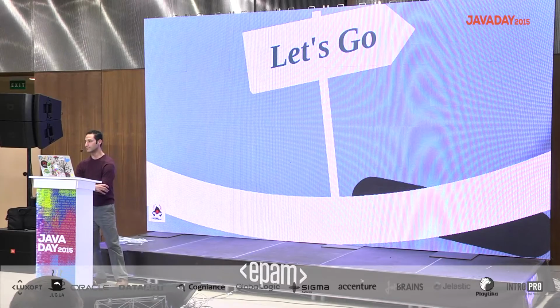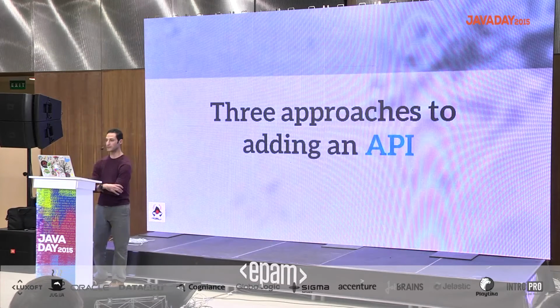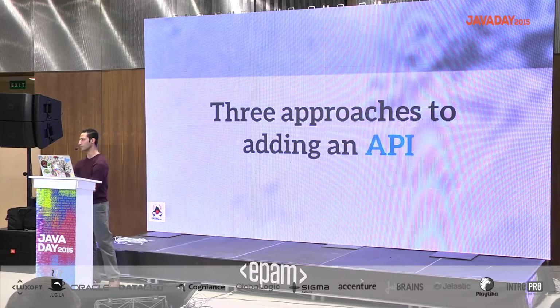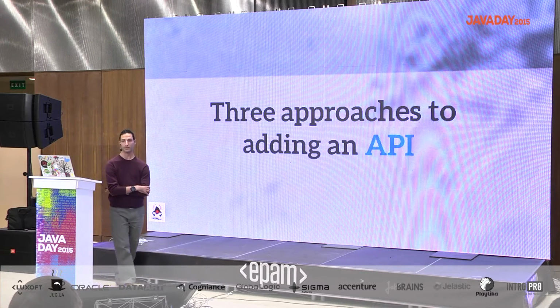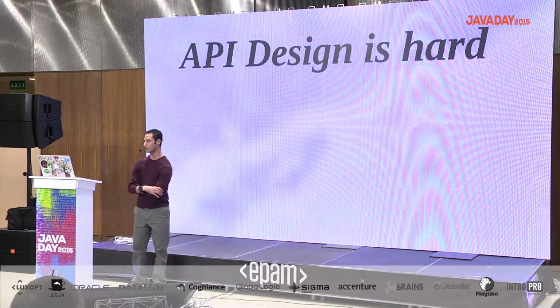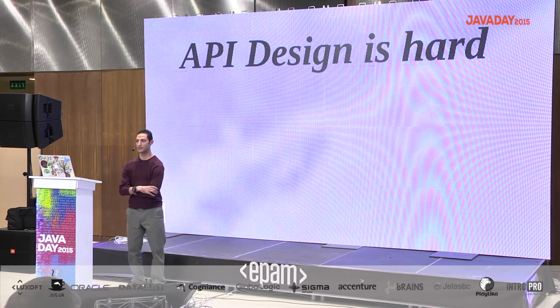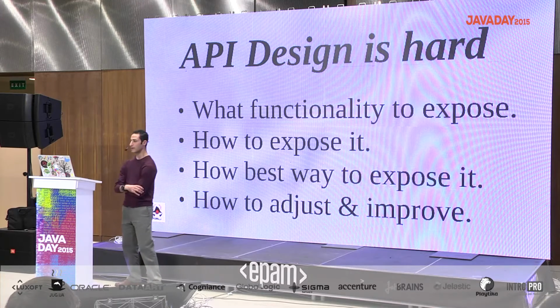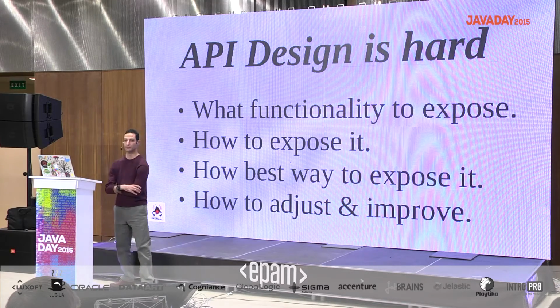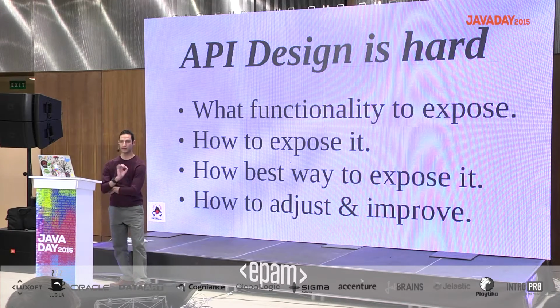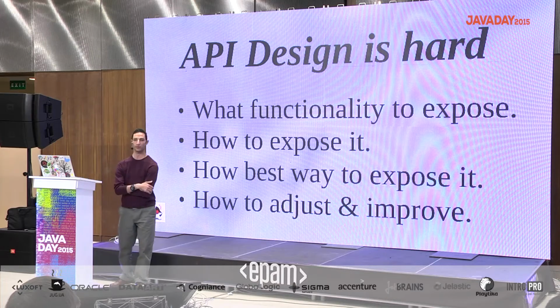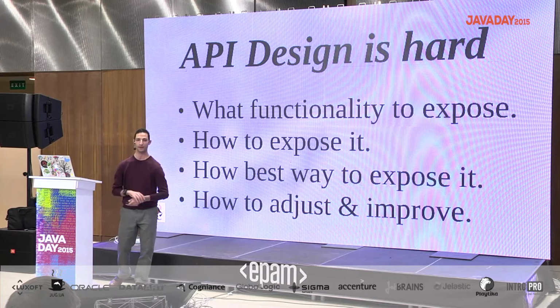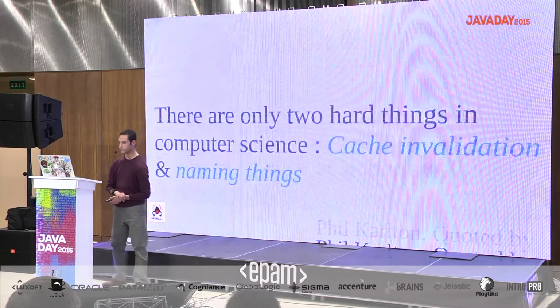So let's go. First, there are 3 approaches to adding an API to your system. But before this, we need to talk about the design. API design is hard. Why? Because you need to consider something. What functionality to expose when you're designing your API? How to expose it, the best way to expose it, and how to adjust and improve your API till you get the final URL that will accomplish the goal for your customer.